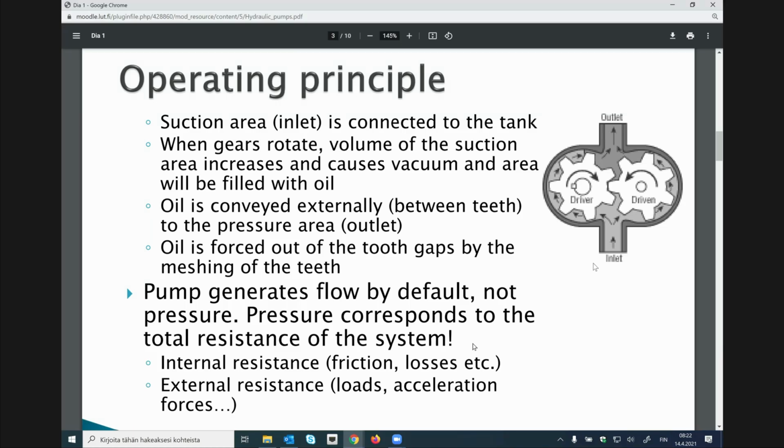Another thing which is important to understand is that this pump is generating only flow by default, and the pressure of the system depends on what kind of load there is or what kind of internal resistance there is, for example some friction or losses or things like that. So as it says here, the pressure corresponds to the total resistance of the system. By default, you can't say that my pump is generating 200 bars, but it depends on the system how much pressure is needed.